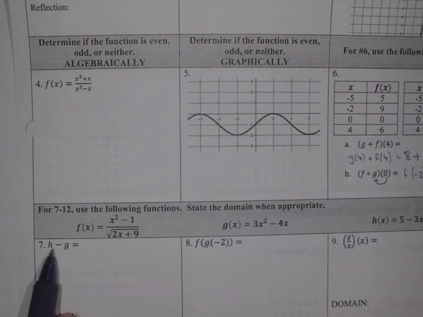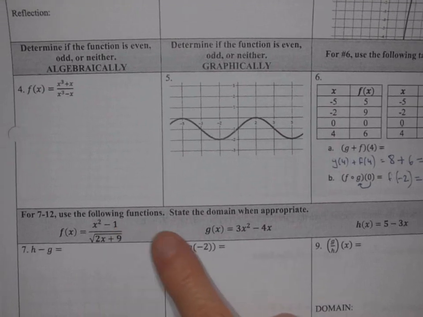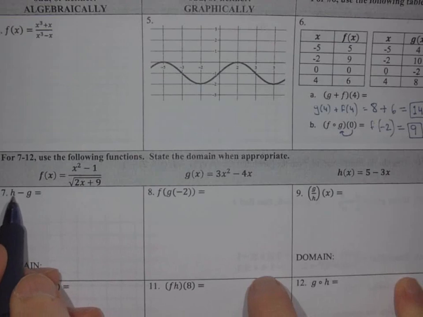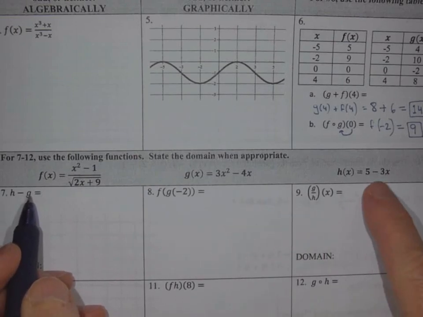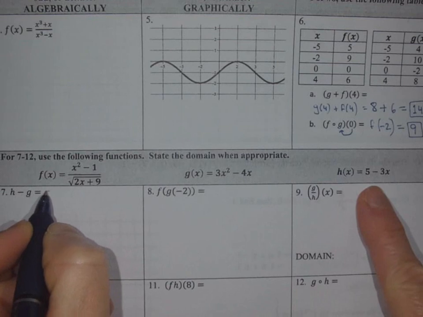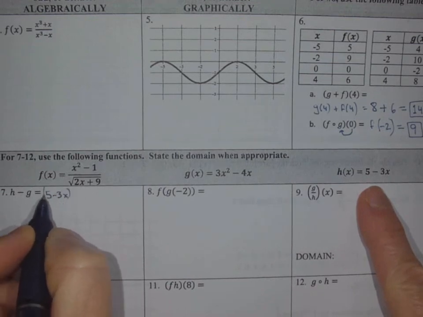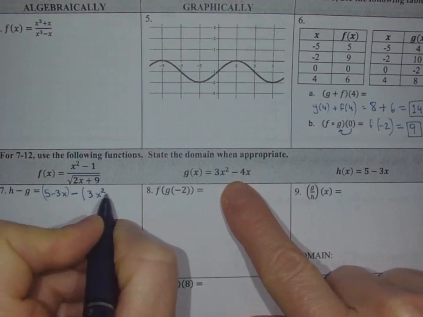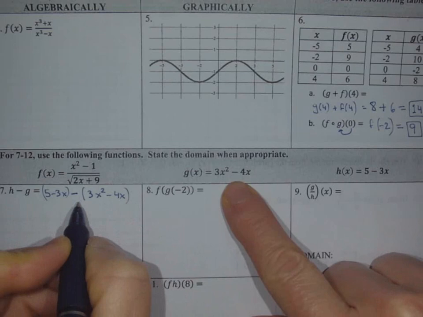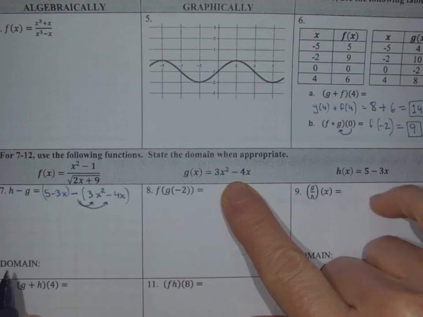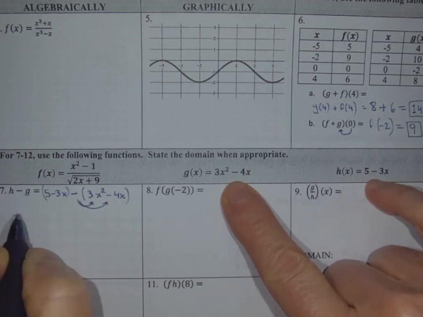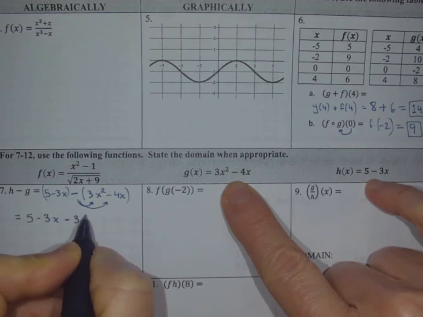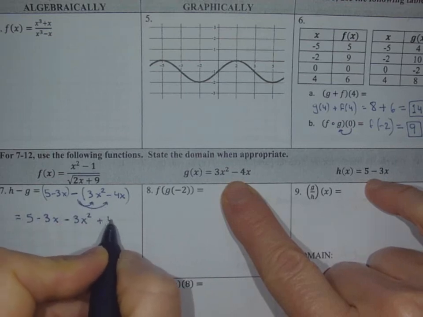Okay, here we want to subtract h minus g. So we have three functions given to us up here, and we're going to do some operations with them, and I want to subtract h and g. So we do the h first, right? So it will be 5 minus 3x minus the g function, so minus 3x squared minus 4x. And recall that we said when we're subtracting here, we just distribute that negative, and the first stays the same. So we have a 5 minus 3x minus 3x squared. Negative negative becomes plus 4x.